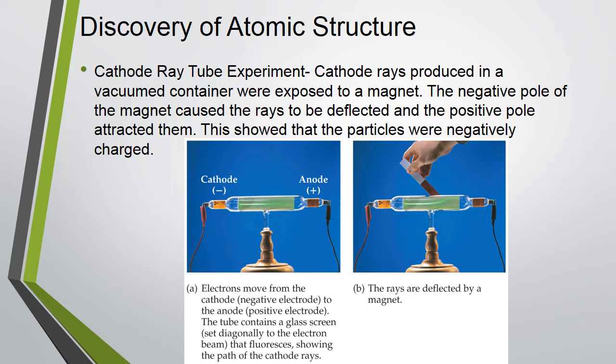Over the years, there were discoveries that were made to add to our atomic theory. I'm going to highlight a few of them and what they led to, and then we will go into our modern atomic theory. So, the first experiment was the cathode ray tube experiment.